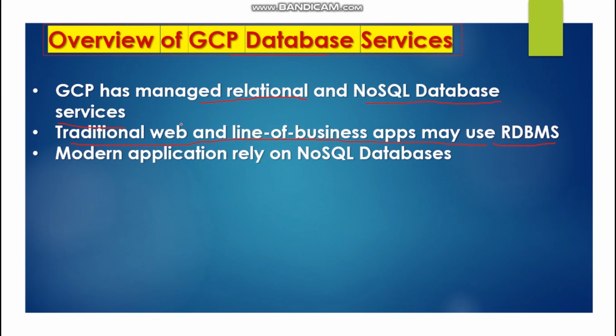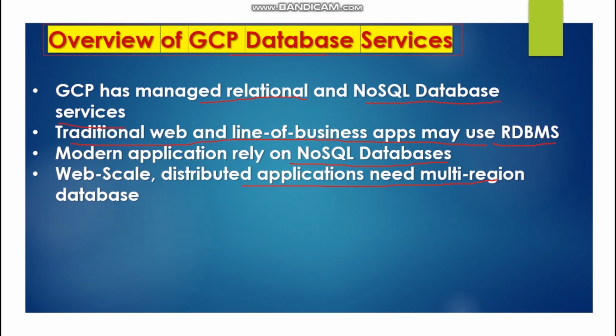And as you know, the IT industry is adopting new changes, and one of them is switching to NoSQL databases. This we call a modern application, and it is very well supported by GCP database services. Web scale distributed applications need multi-region databases. This is required for better availability and faster processing, right? This is also taken care of by GCP database services.